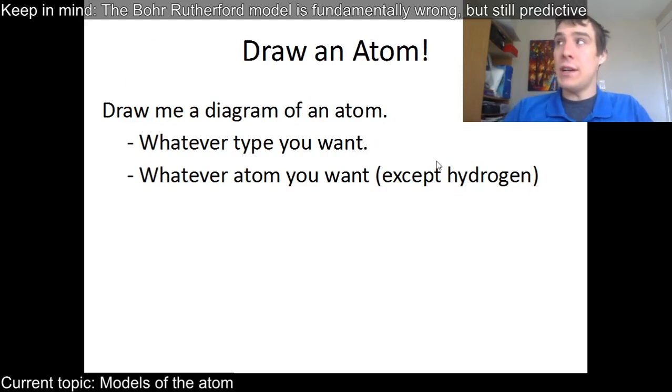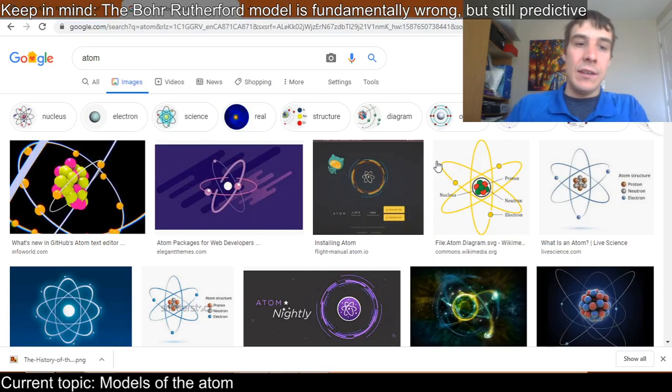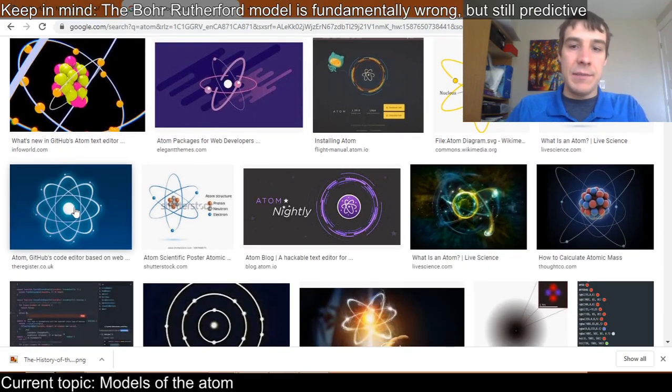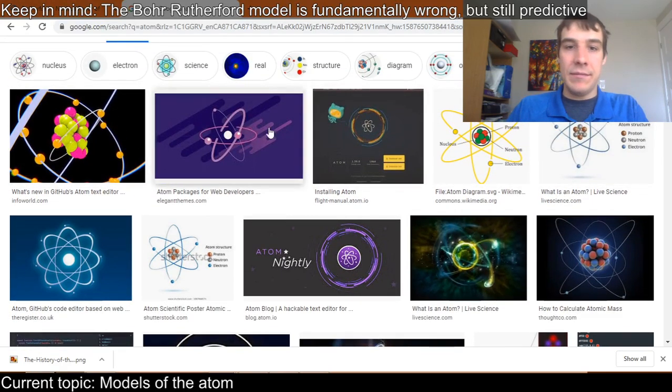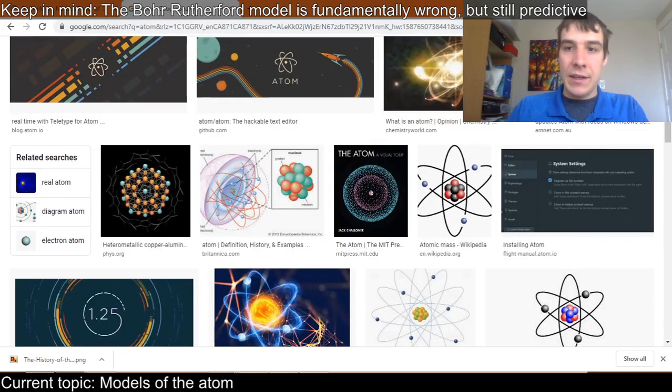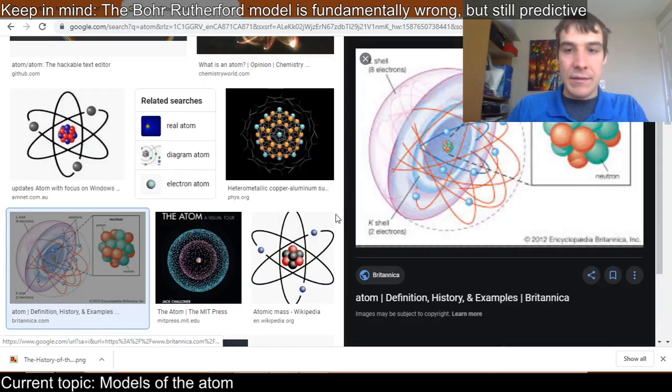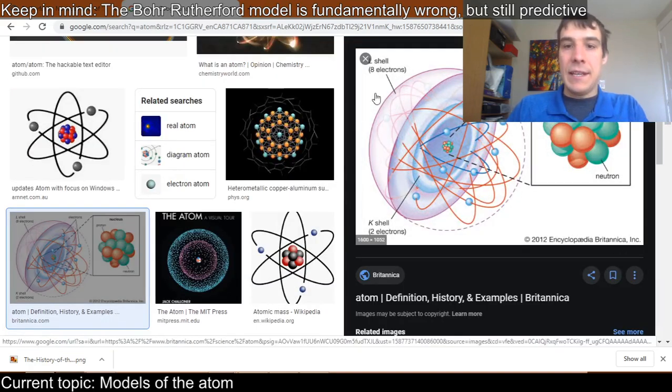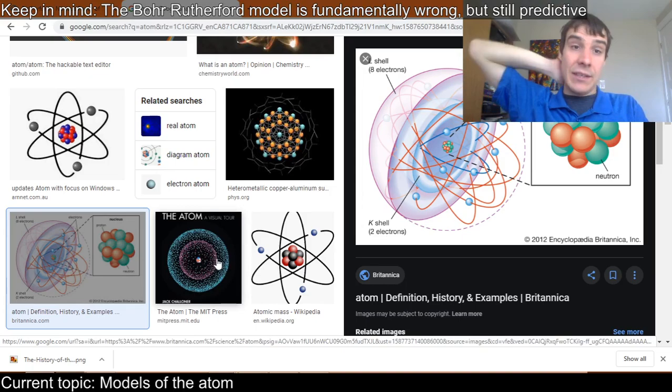So the prompt was draw me a diagram of an atom, or just have one in your head. And chances are you might have something in your head that looks like this. I like to call it the Jimmy Neutron model of the atom, because it's kind of what the Jimmy Neutron intro looks like. Something like this. Even the Encyclopedia Britannica's got this kind of thing going on. The thing to know is that that's actually wrong.